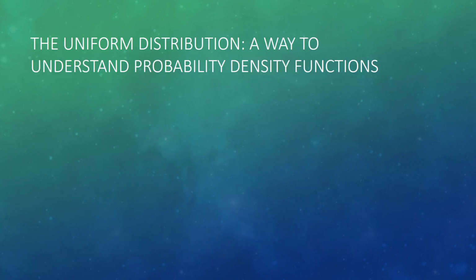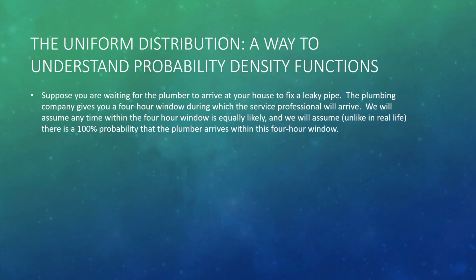The uniform distribution, a way to understand probability density functions. Suppose you are waiting for the plumber to arrive at your house to fix a leaky pipe. The plumbing company gives you a 4-hour window during which the service professional will arrive. We will assume any time within the 4-hour window is equally likely, and we will assume, unlike in real life, there is a 100% probability that the plumber will arrive within this 4-hour window.